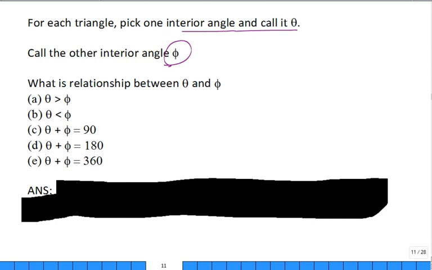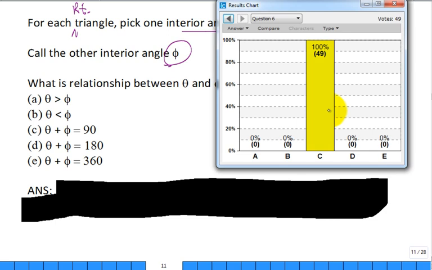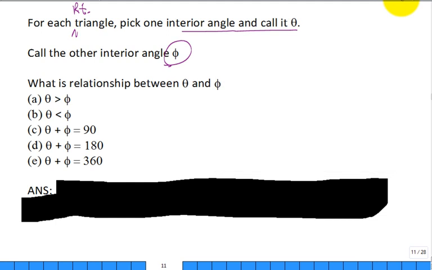Right triangles. Maybe I should keep on emphasizing that right triangle. I try not to be tricky. All right, so let's take a look. There you go. This class may be one of the best classes I have. You can answer questions coherently.